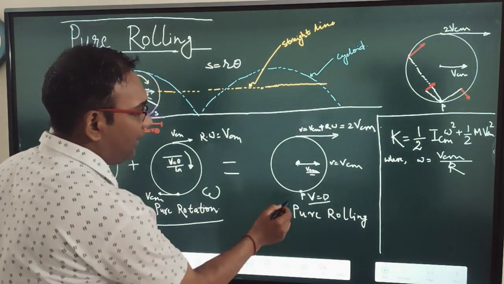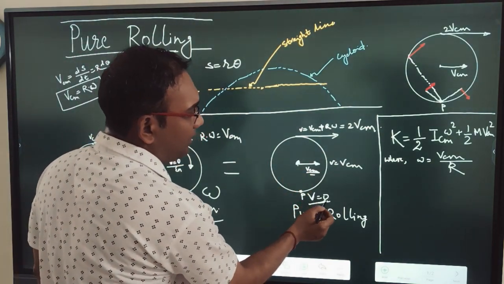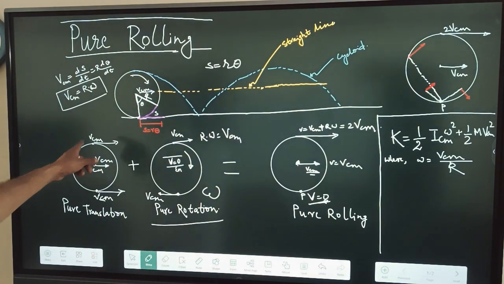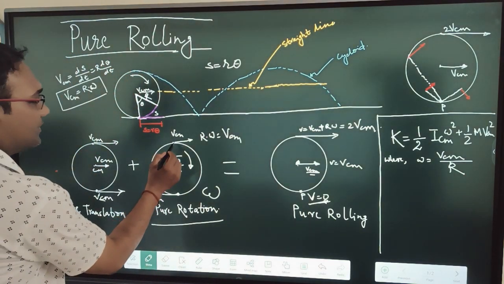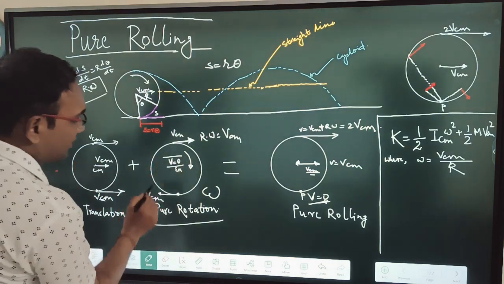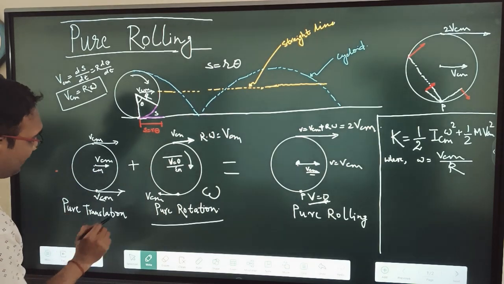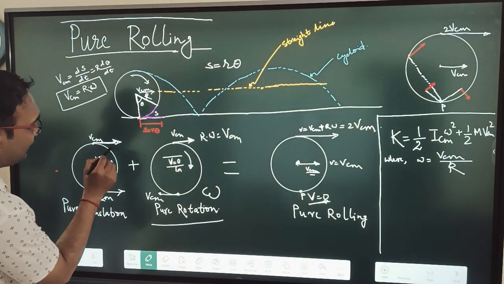But it will have angular speed, though its linear velocity will be 0. Whereas look at the top point. It is moving with V_CM because of pure translation, and because of the rotational motion it also has a velocity in the same direction at the top.